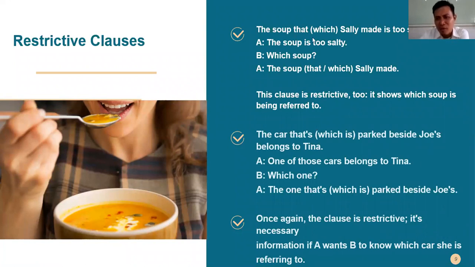Okay, there are many soups. Which soup do you mean? If you say the soup is too salty, there are many soups there. Maybe I made a soup, Sally also made a soup, and Sahrul also cooked a soup. So which one is salty? I don't think all the soups are salty. My soup is not salty, but whose soup is salty? Then, in more explanation: the soup is too salty. Which soup? The soup which or that Sally made.